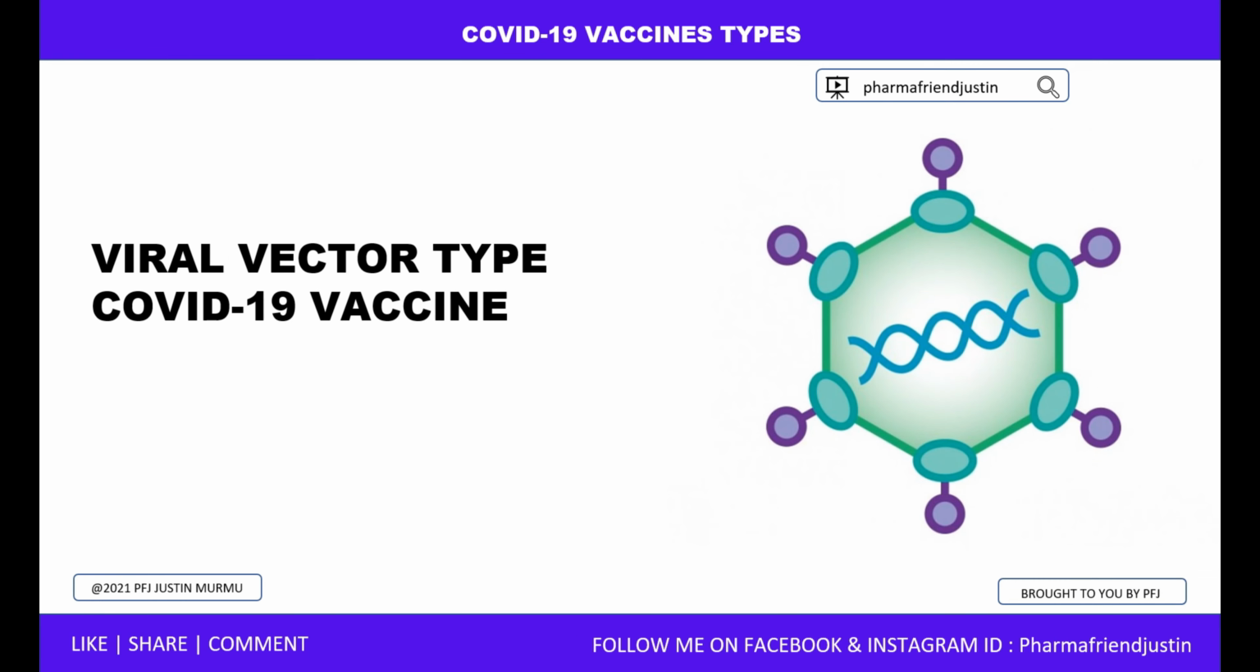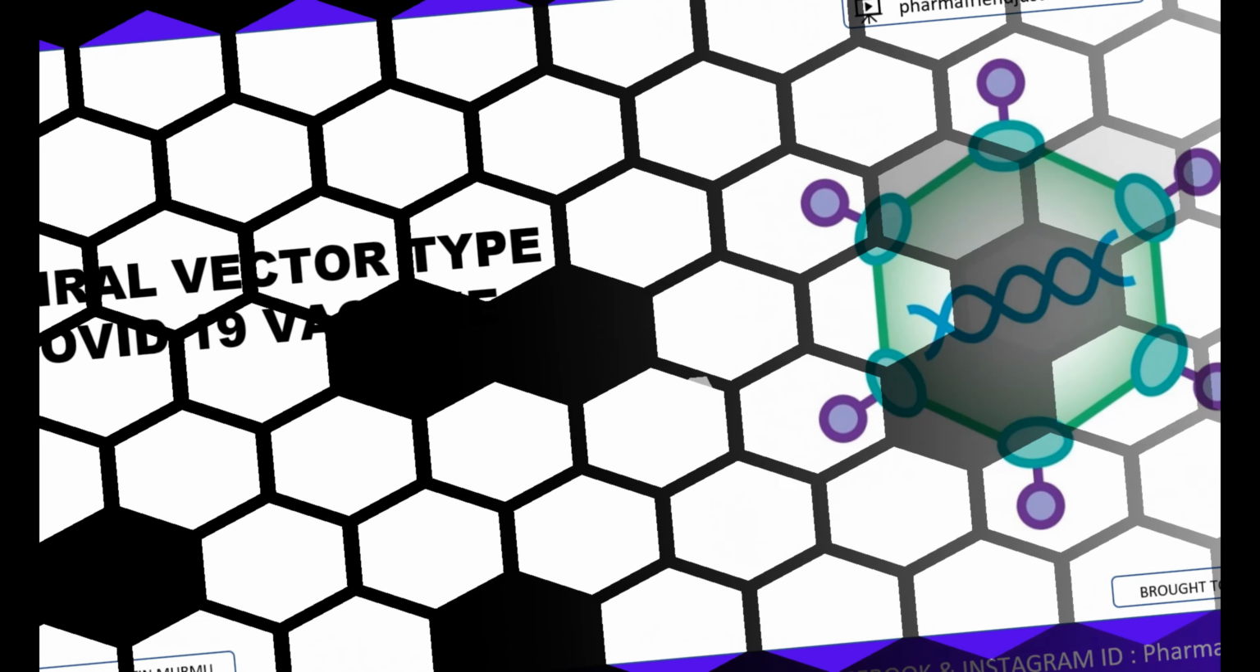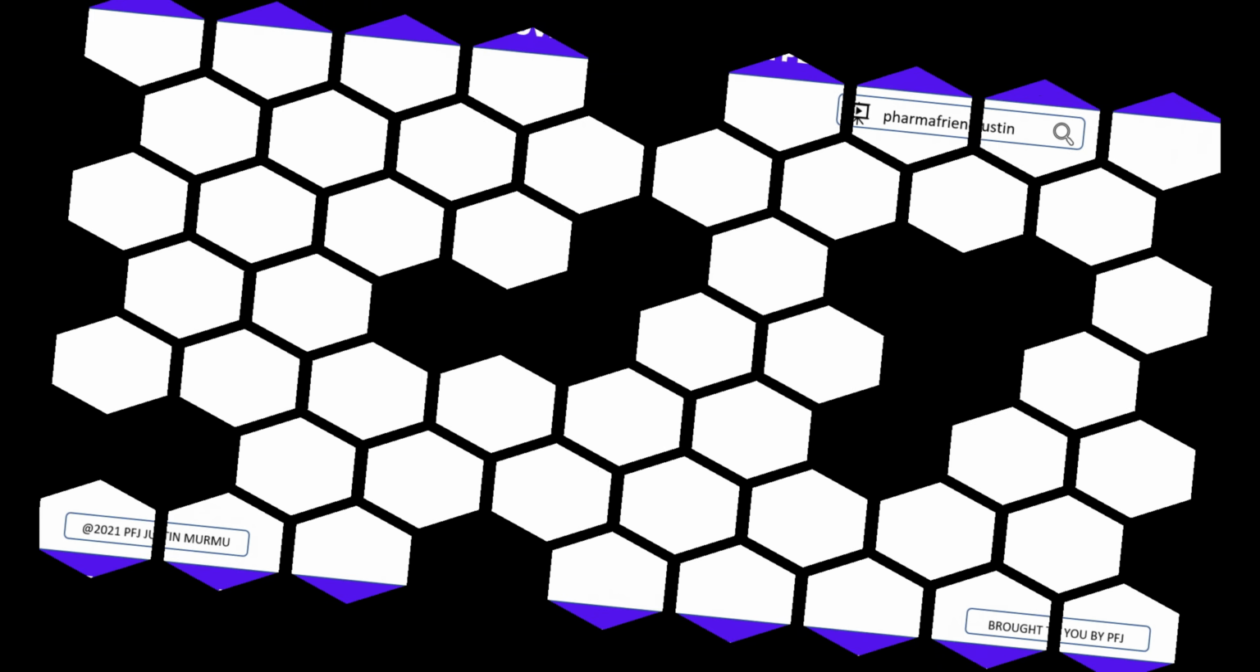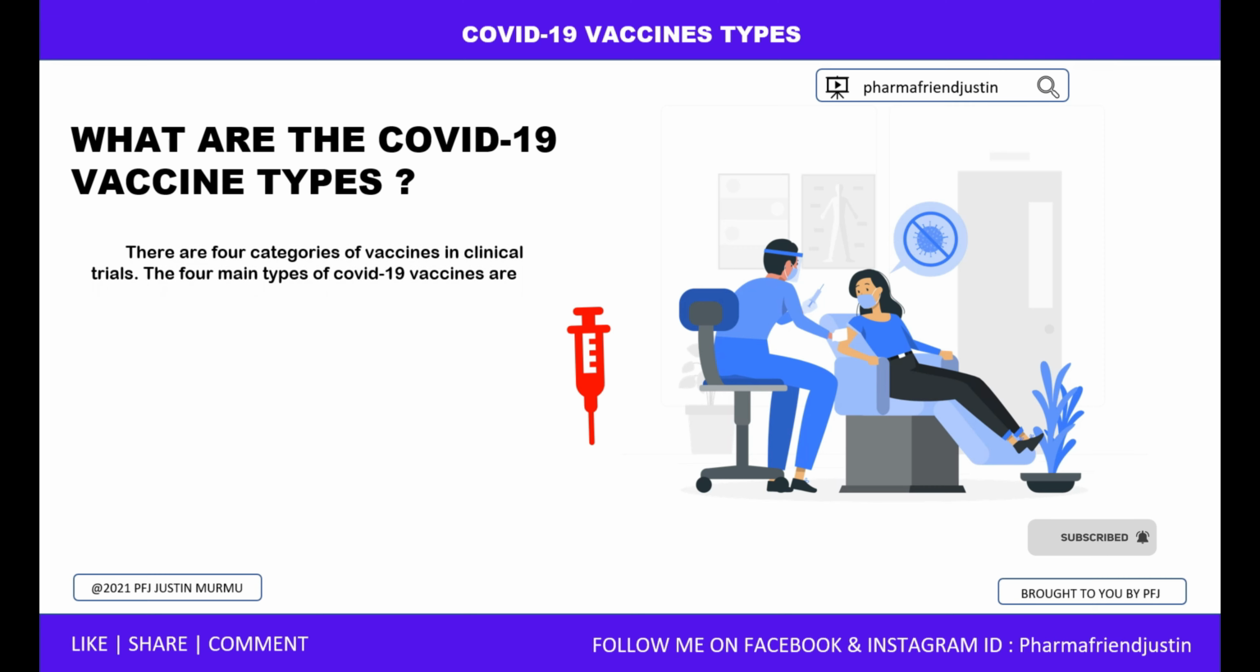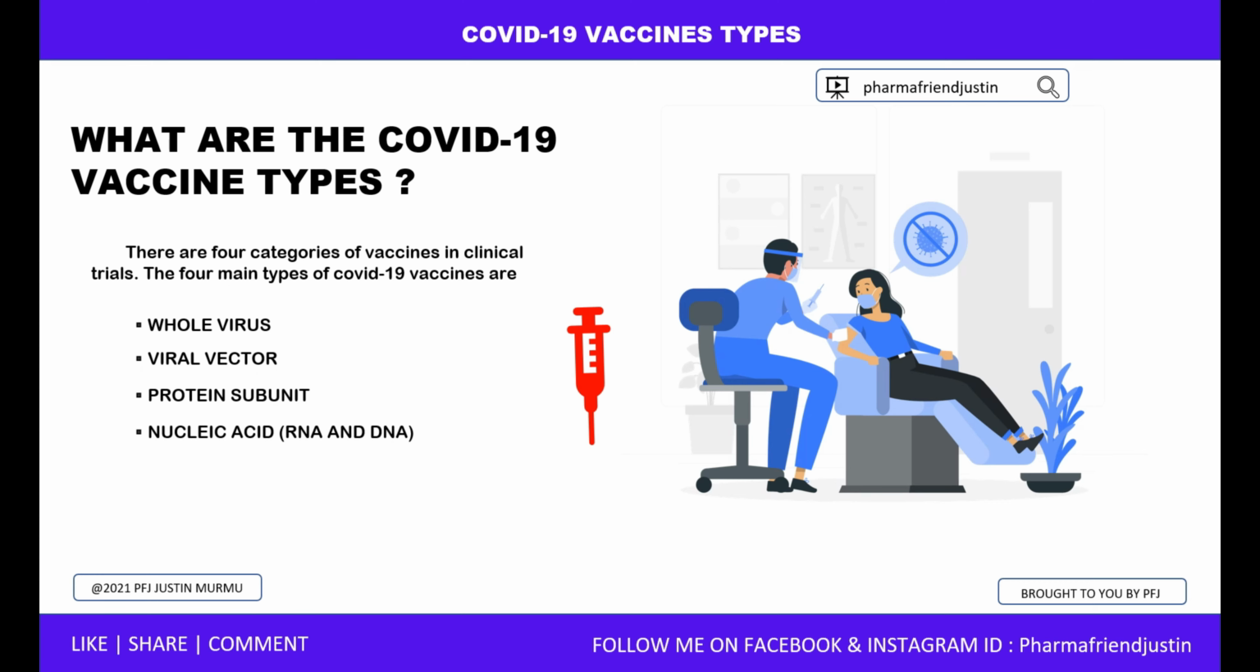Viral vector type COVID-19 vaccine. What are the COVID-19 vaccine types? There are four categories of vaccine in clinical trials. The four main types of COVID-19 vaccines are whole virus, viral vector, protein subunit, and nucleic acid RNA and DNA. Some of them try to smuggle the antigen into the body, others use the body's own cell to make the viral antigen.